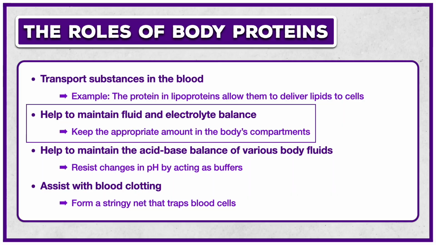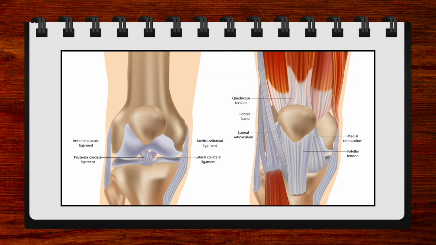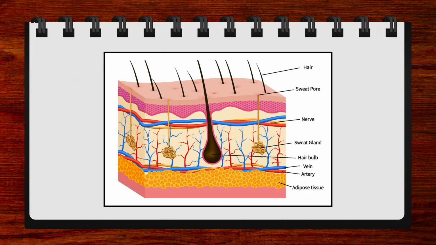For fluid and electrolyte balance, one place we see proteins is in cell membranes, where they shuttle electrolytes in and out of the cell. This image provides a snapshot of the role of body proteins in structure and movement. On the left side, you can see the bones, the ligaments that connect them, and the cartilage that allows them to glide against each other without friction. On the right side, we have the skeletal muscle, which contracts to produce movement, and the tendons that attach the muscles to the bones. Other examples of protein-rich tissues include the skin and hair.